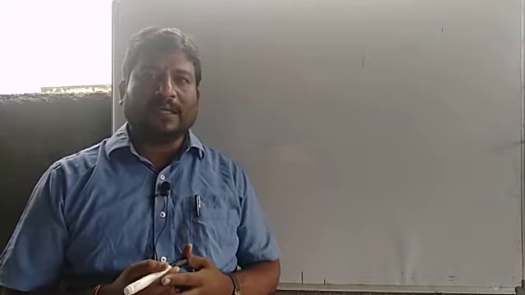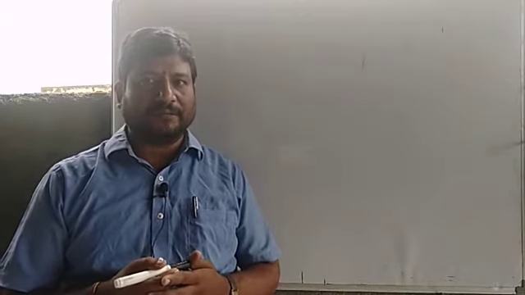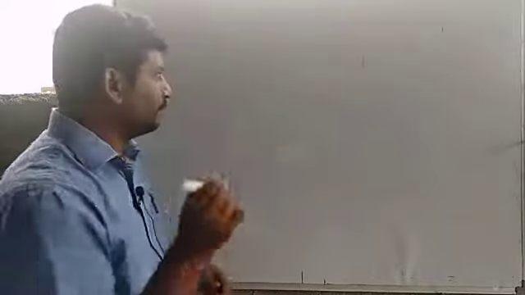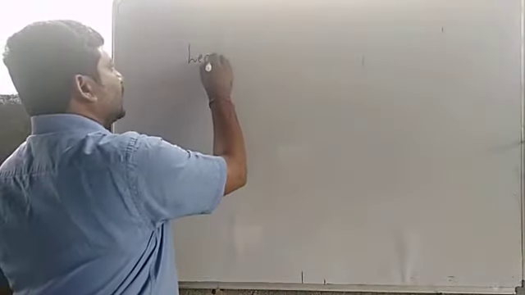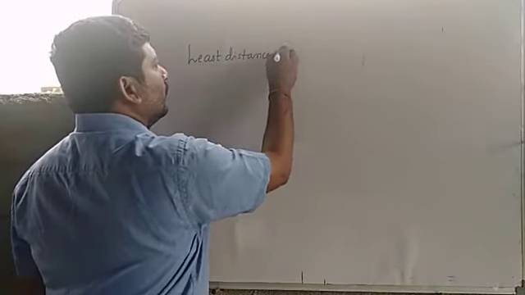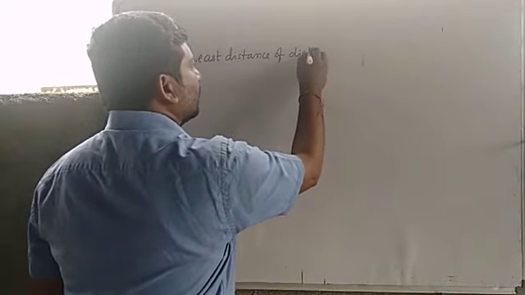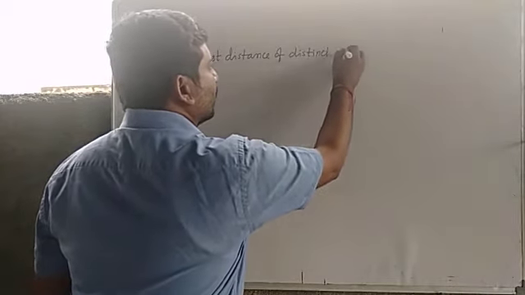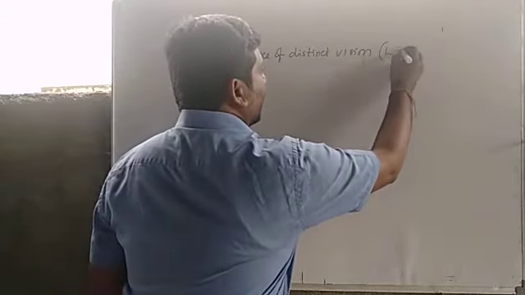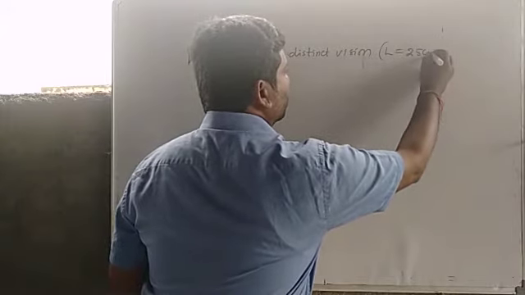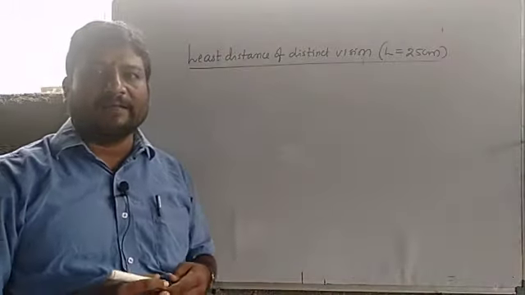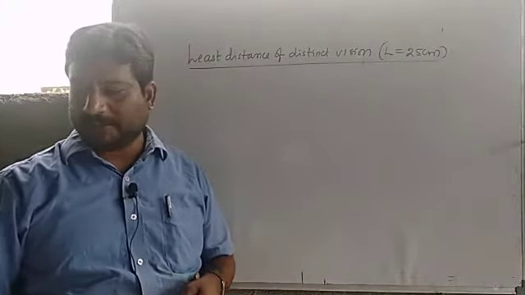Let us know what is least distance of distinct vision. It is denoted by L and the value is about 25 centimeters.